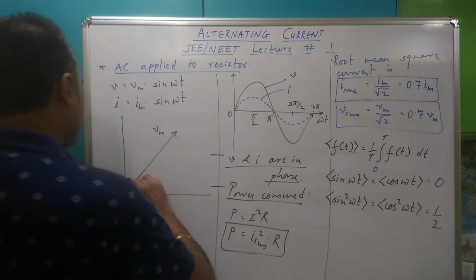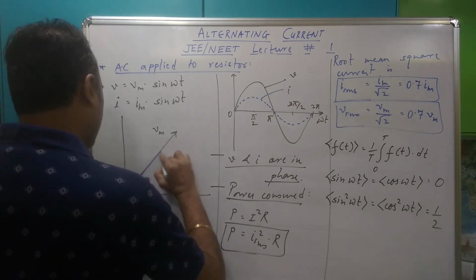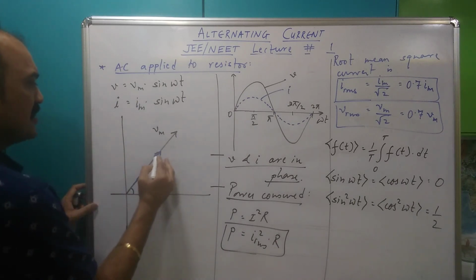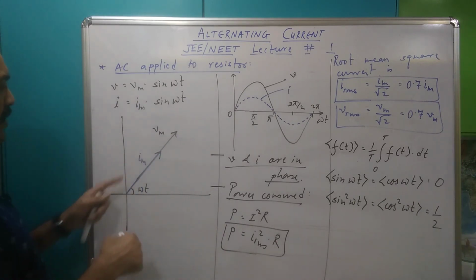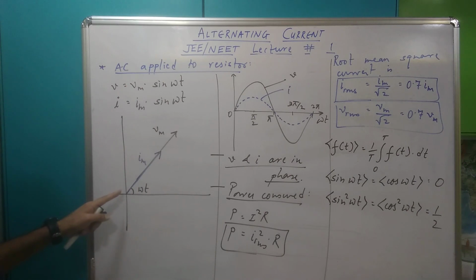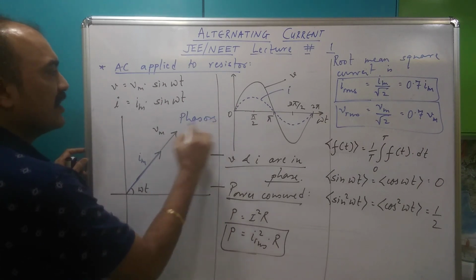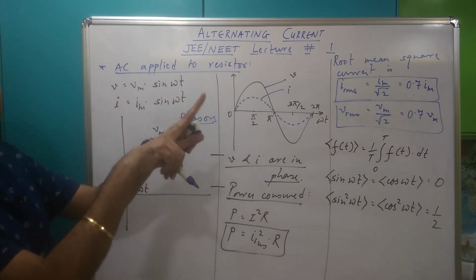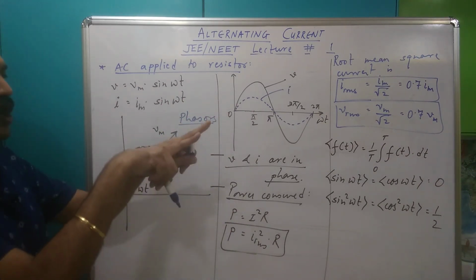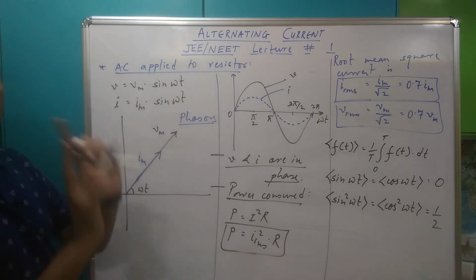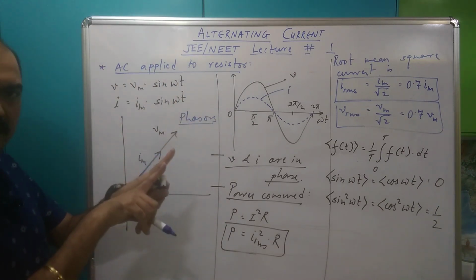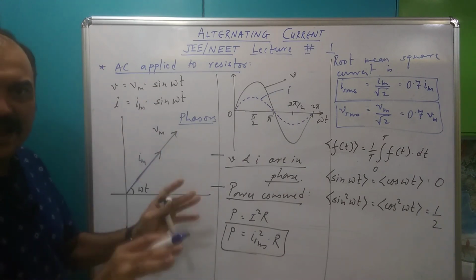So if you notice this, this is the current phasor. The length of the vector is Im, and this is the angle made by Im, omega t, with the x-axis. So you can see both phasors. These are phasors for voltage and current. You can see both phasors are at the same angle, and as time goes on, they will move with the same angle with the horizontal. So they are both in phase.